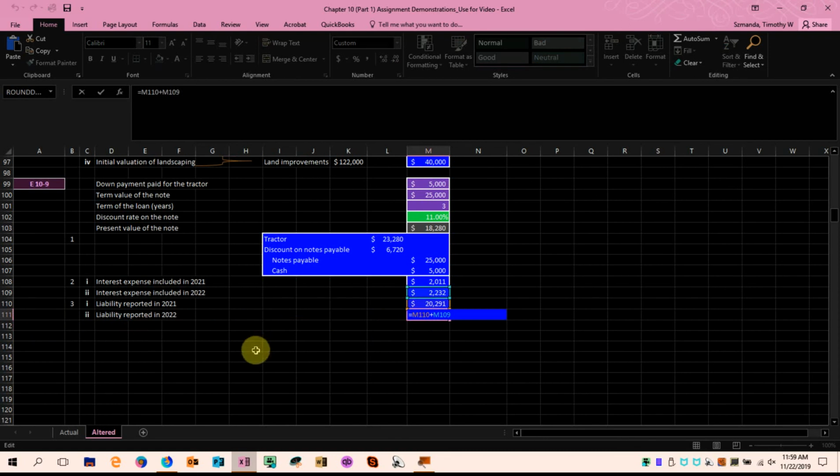The liability reported in 2022, we can just take the last year's value and add to it the newly expensed interest in 2022 of 2,232. And that will update the value of this liability on the books to 22,523 using my numbers. By the time you get to the end of year 3, you will be up to the 25,000 and you'll pay off the note at that time.